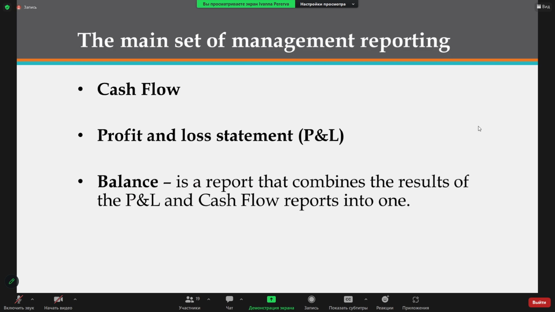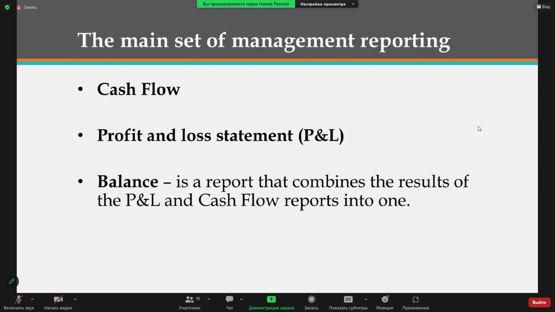But doesn't matter. Are you using balance or no? It's an important part. Of course, it combines two previous reports and can help you to check the correctness of their compilation. From the balance sheet, owners can get information about what the company owns and how the company's profit is distributed, or what the loss is in financial form.